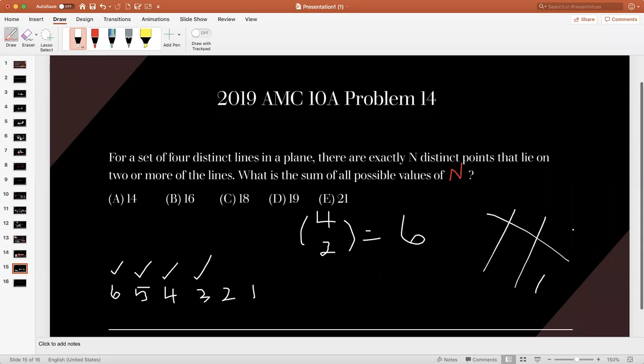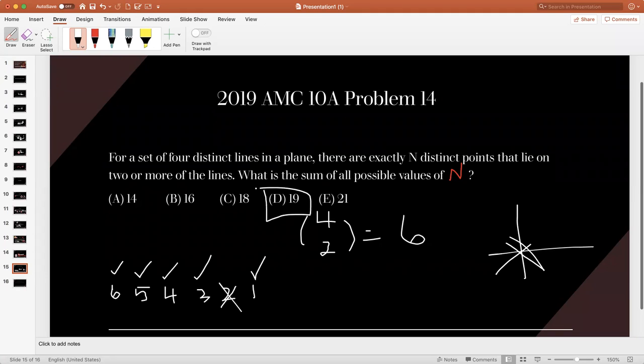If we cut it parallel, there will be a third intersection here. So if we cut it like here through this point, it still will meet this line at a point. So two lines does not work. One point intersection, that's just if all four lines meet at one point, and that does work, we say. So after we add up all three of these numbers, our answer is 19, and it's D.